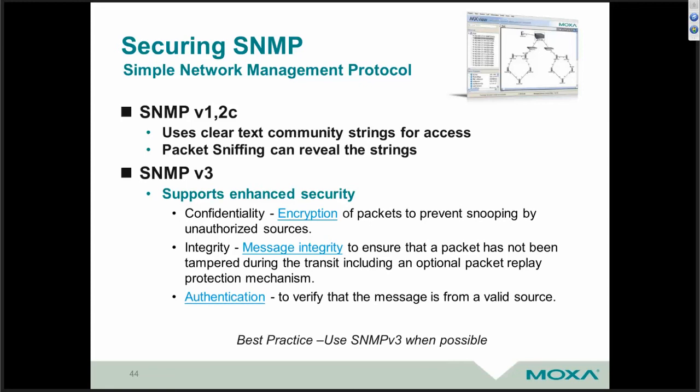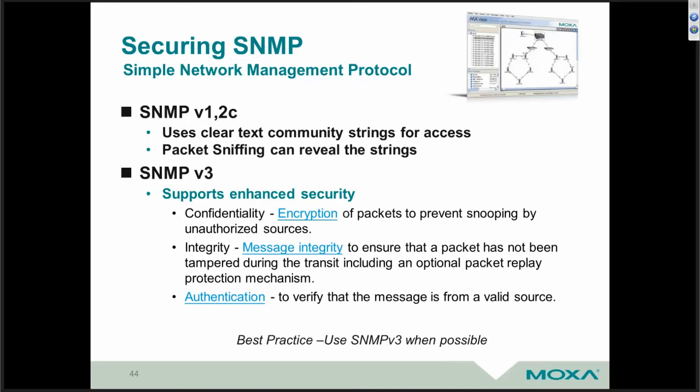Simple Network Management Protocol. SNMP is used by industrial network management tools like MXView to monitor the network, the health of the network and the links between them, and really the status of the devices. There are three different versions of SNMP: version 1, 2, and 3.